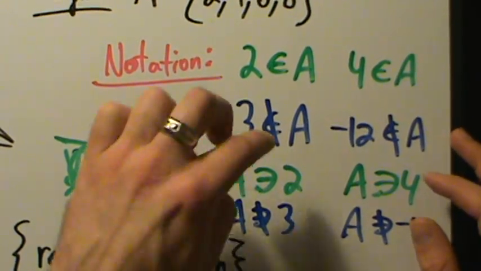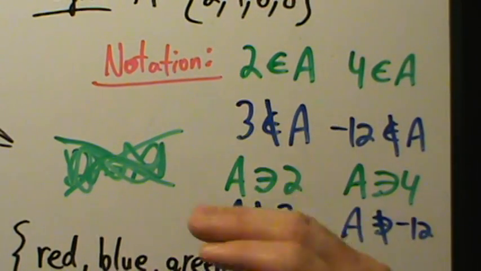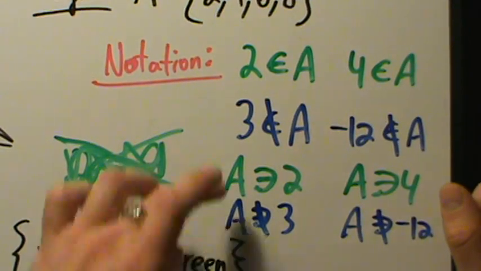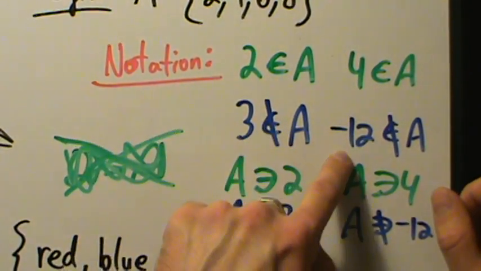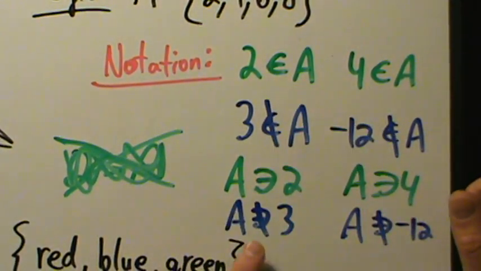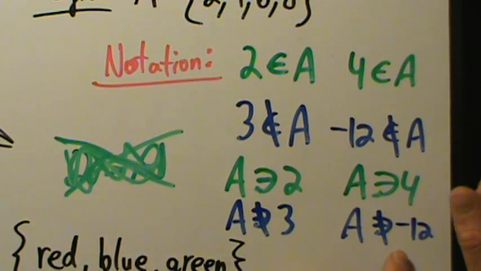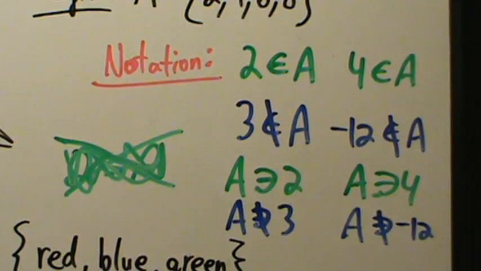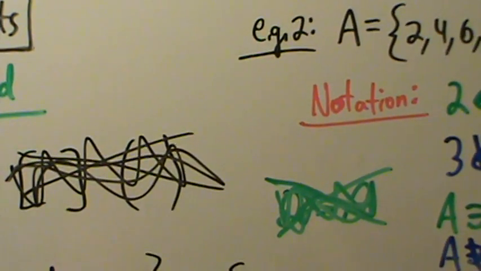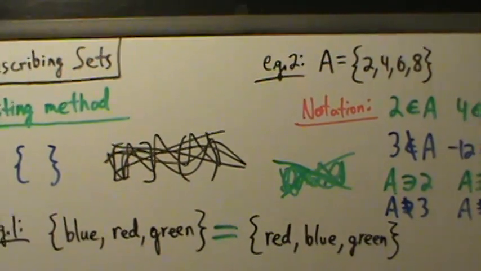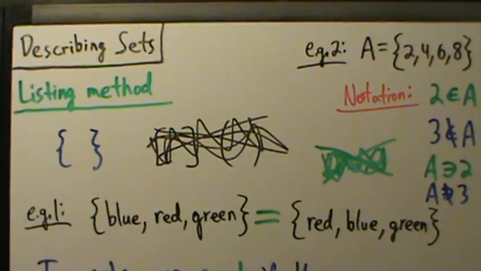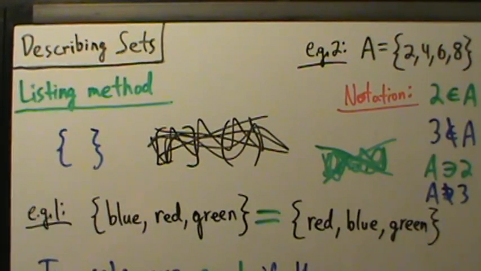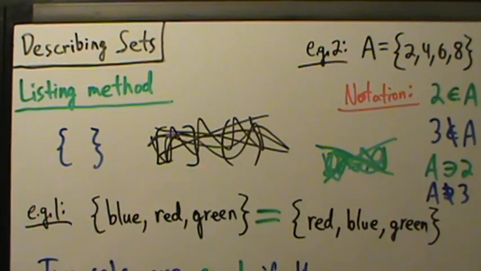Or you also have this business end of a fork with a slash through it, this way or that way. So 3 is not an element of A, negative 12 is not in the set A. A does not contain 3, A does not contain negative 12. So you have this notation no matter how you're describing your set. Anyway, that's a couple examples with the listing method and some important notation there. In the next video, we'll talk about the set builder method for describing sets.